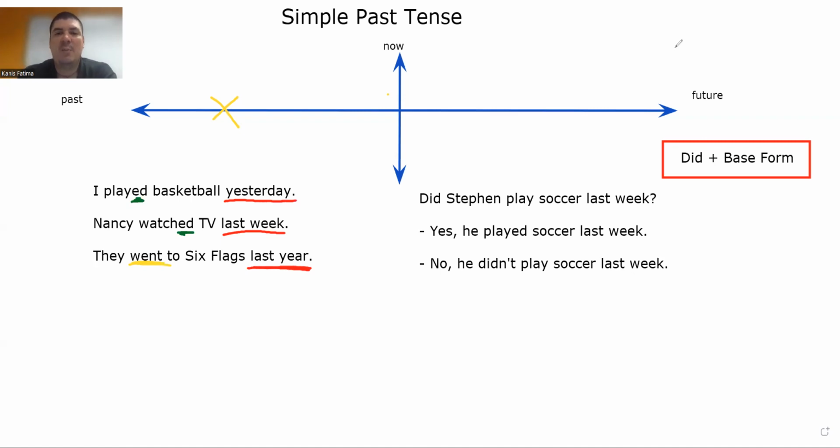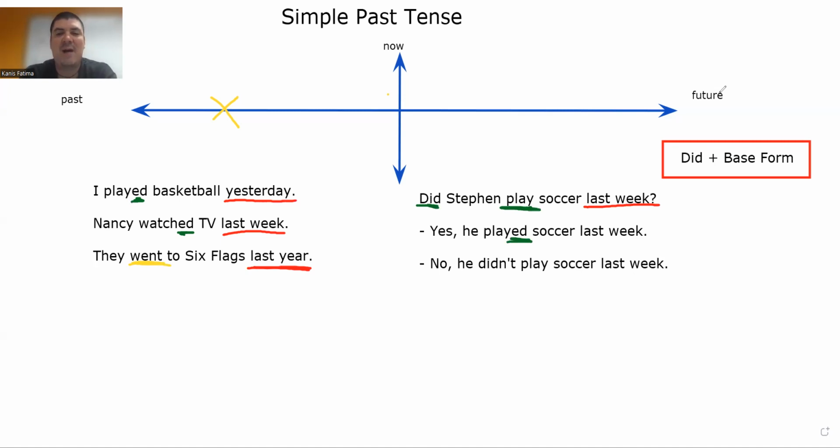Now, when using the helping verb did, you use the base form. You do not add ed. So, for example, did Stephen play soccer last week? Even though we're talking about last week, we use the base form play, no ed. Yes, he played soccer last week.